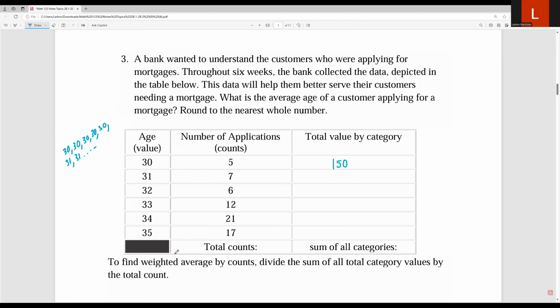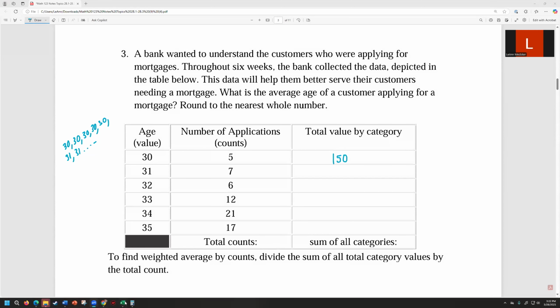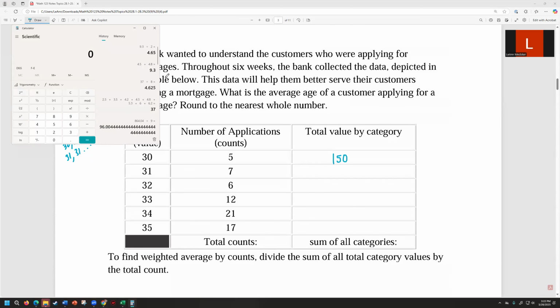I might share my screen with the calculator version so you can see that. Put the calculator up. There we go. So this way you can kind of follow along and see where I'm getting all the numbers from. Okay. So we've got 5 times 30, which is 150. You can see where I got that.